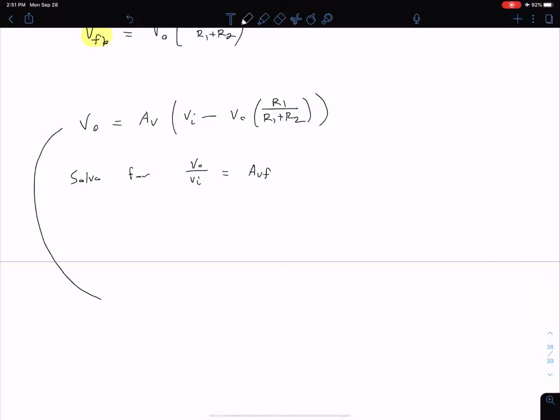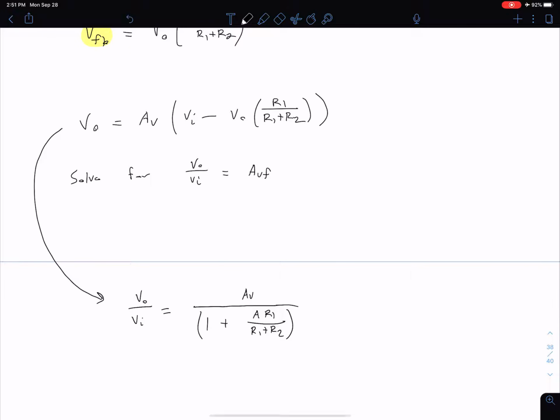If we end up solving for that, and I'm not going to go through all of the details, what we'll get is that V out over V in is equal to AV in the numerator divided by 1 plus AV times R1 divided by R1 plus R2.